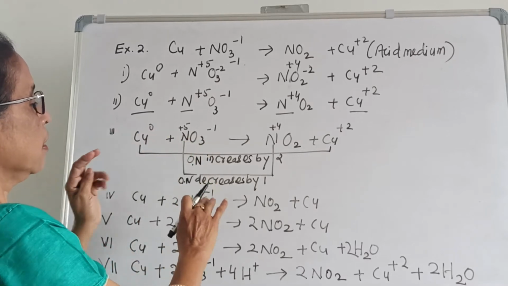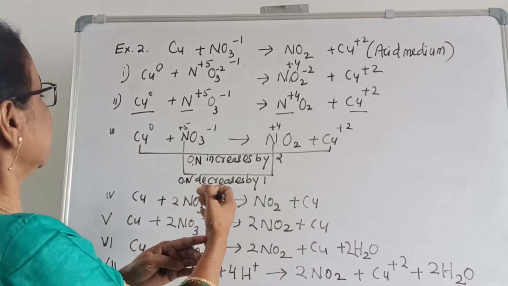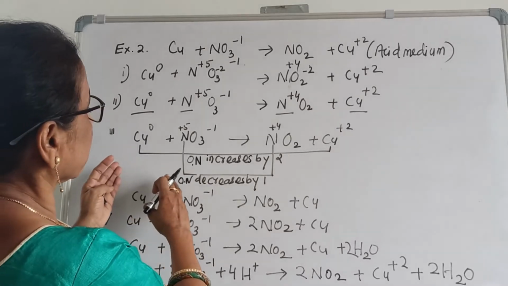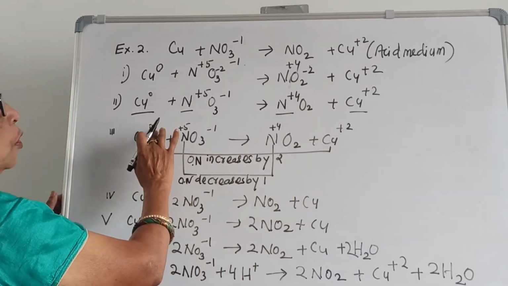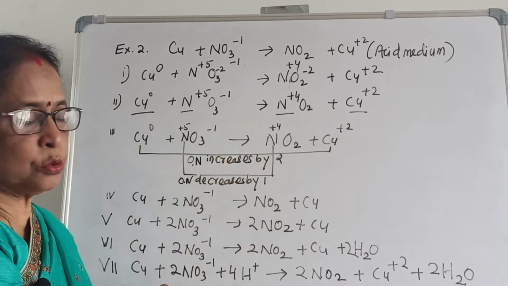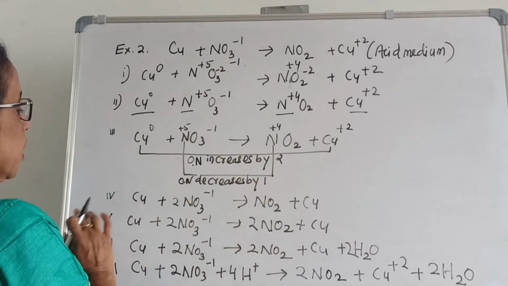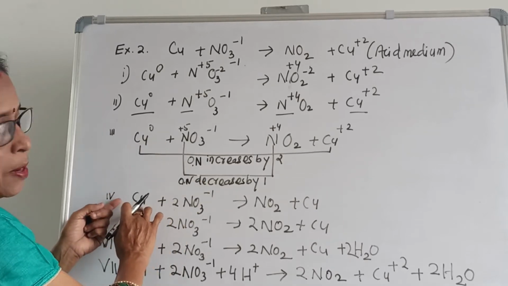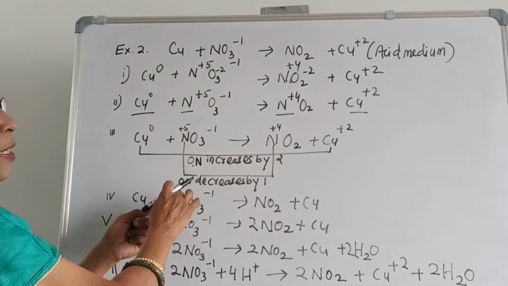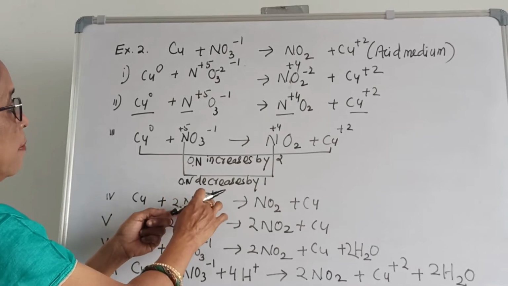In copper, the oxidation number increases by 2, because Cu0 changes to Cu plus 2. So what happened here? Now you can put Cu as it is, because it is multiplied by 1, the same, and it is multiplied by 2, NO3 minus 1.